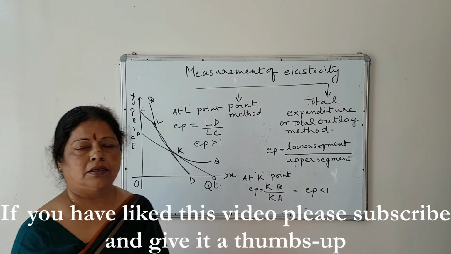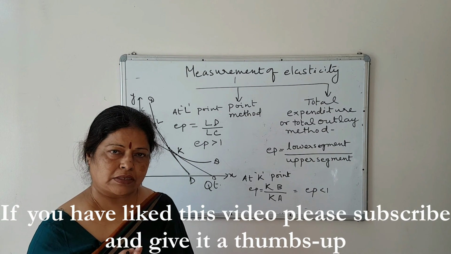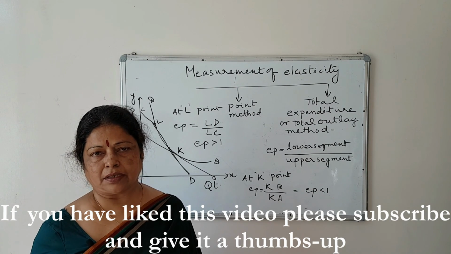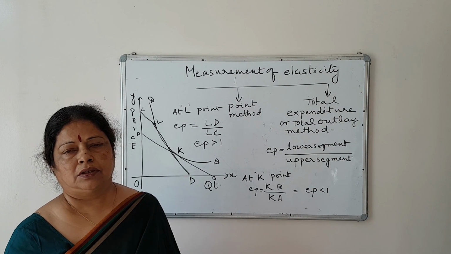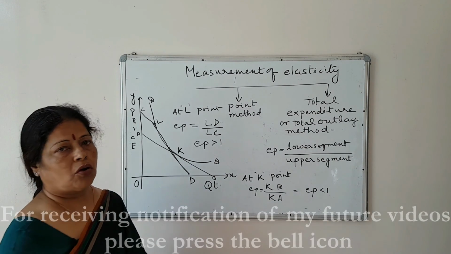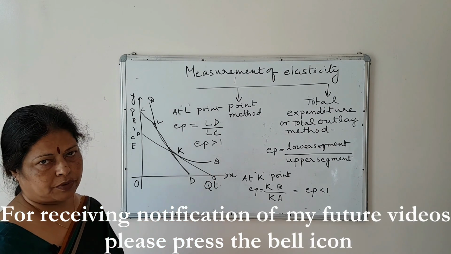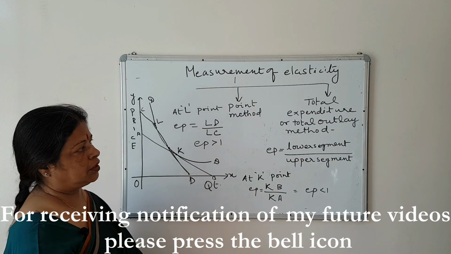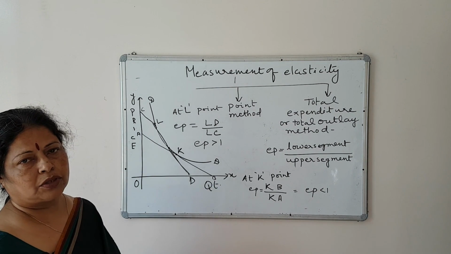So these are the two cases you have to explain in the point method. First, when the demand curve is linear, meaning a straight line, and second, when the demand curve is non-linear, or you can say when the demand curve has a slope. You don't have to explain much, you only have to draw the diagrams. Other than that, you don't have to write anything.